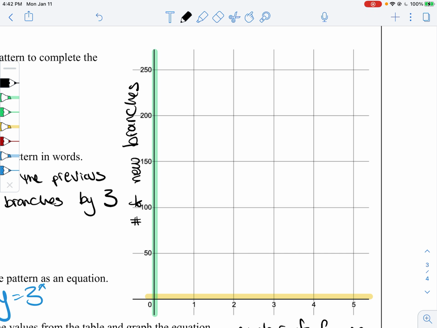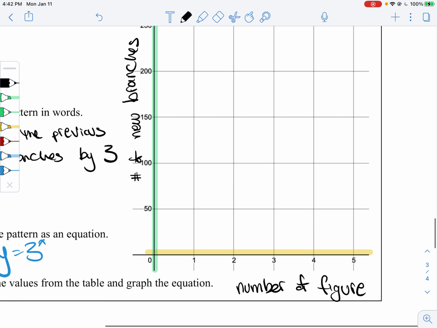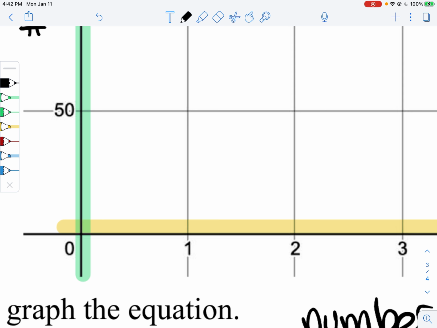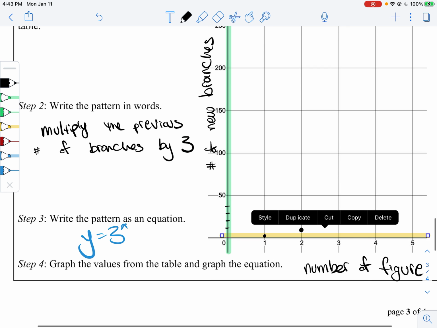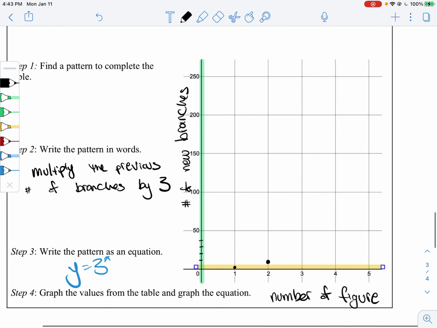And let's graph it. Okay. Well, our first figure had 3 branches. Oof, boy. It's gonna be like down here. Our second figure had 9 branches. It's gonna be like a fifth of this. That's too spread out. It's gonna be like there. Man, that is not a big change. Maybe I made this graph too big.